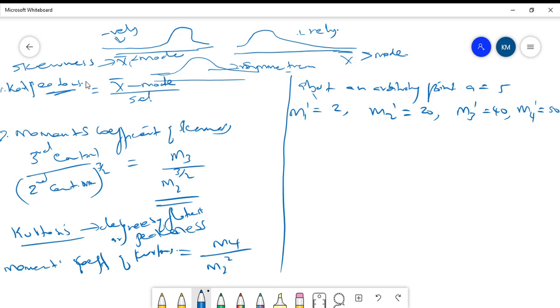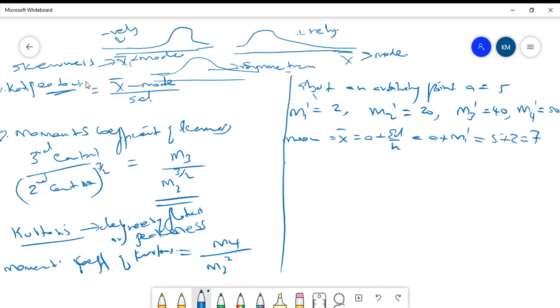Suppose I want to calculate the mean from this information, that is x bar. By definition, you use the formula for calculating the arithmetic mean using the assumed mean method. It is a plus summation d over n, which is the same as a plus the first moment about an arbitrary point. Our arbitrary point here is 5. The first moment about a is 2. So the answer becomes 7.